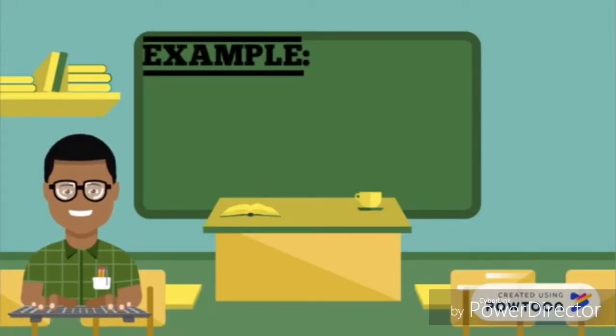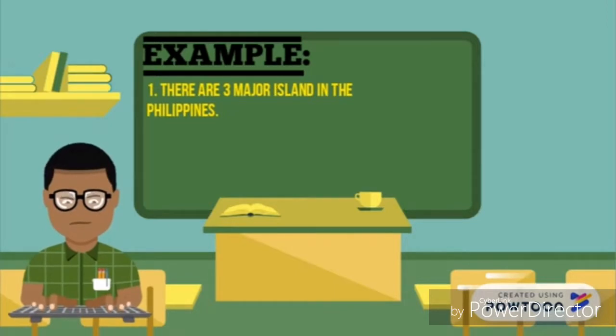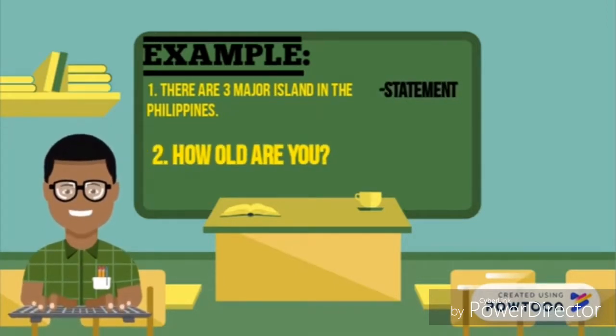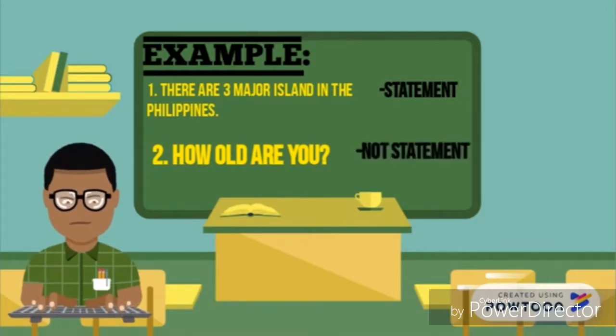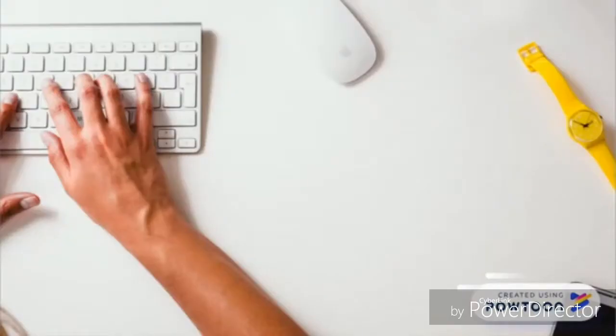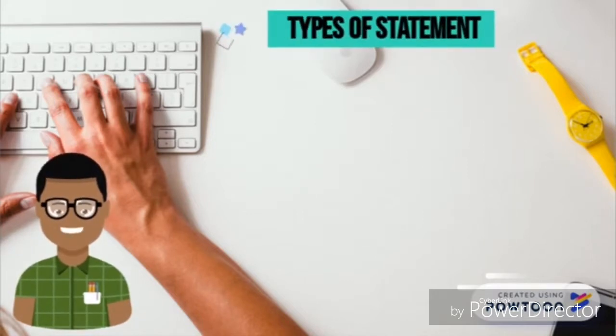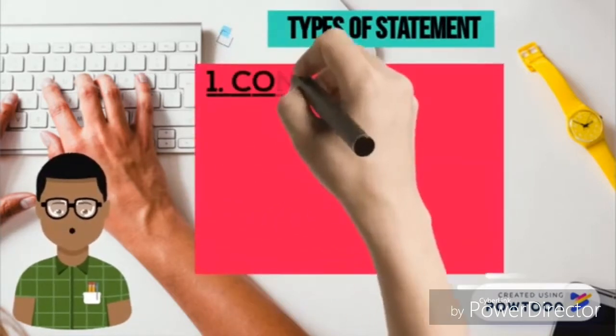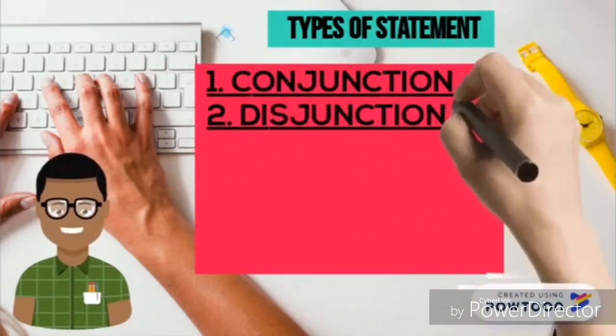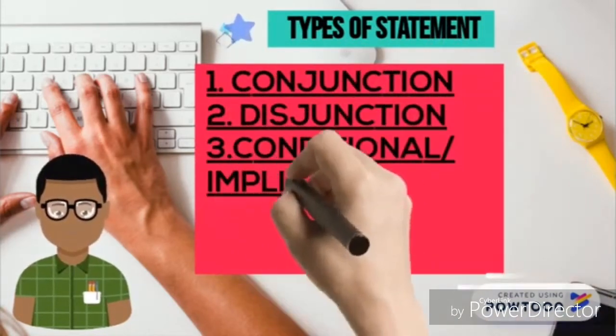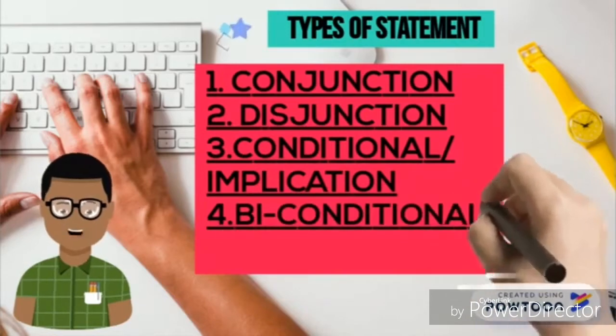For example, number 1. There are three major islands in the Philippines. Statement. Number 2. How old are you? Not a statement. There are five types of statement, namely conjunction, disjunction, conditional or implication, biconditional, and negation.